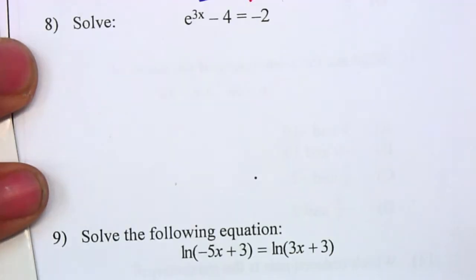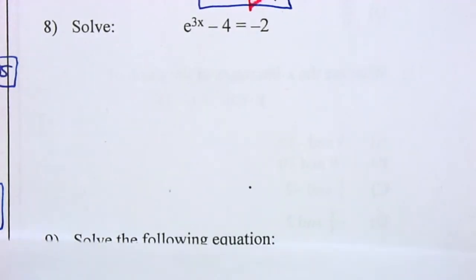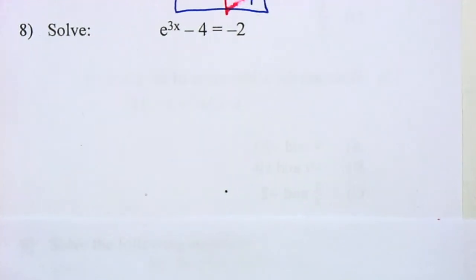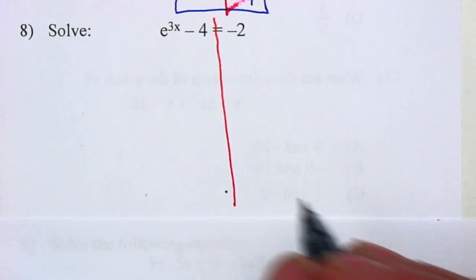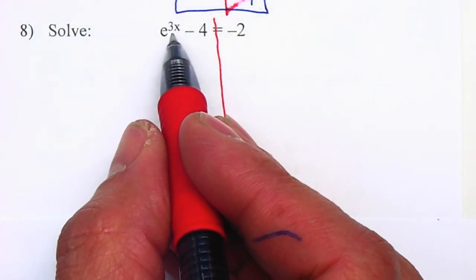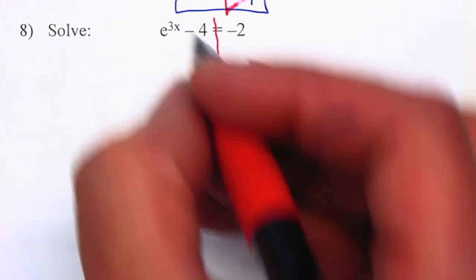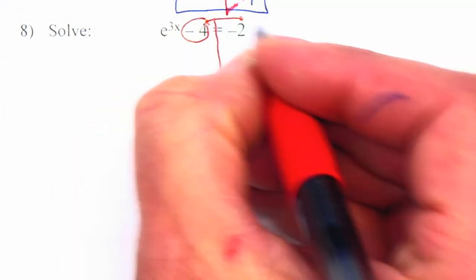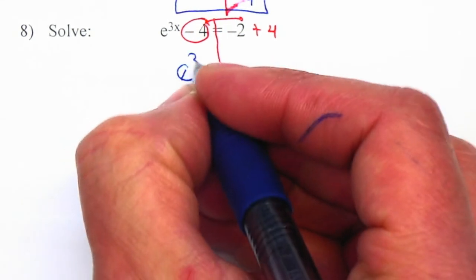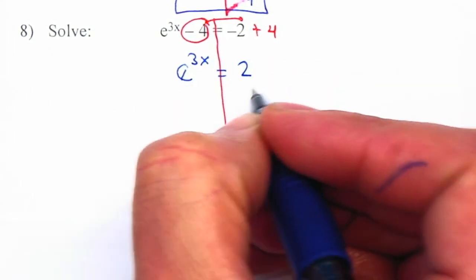Let's continue with problem number 8. We want to be able to solve the same type of problem. I'm going to go and draw the line. I want to leave the e to the 3x by itself. Therefore, I'm going to move my 4 to the right, becomes a positive 4. Now I have e to the 3x is equal to 2.